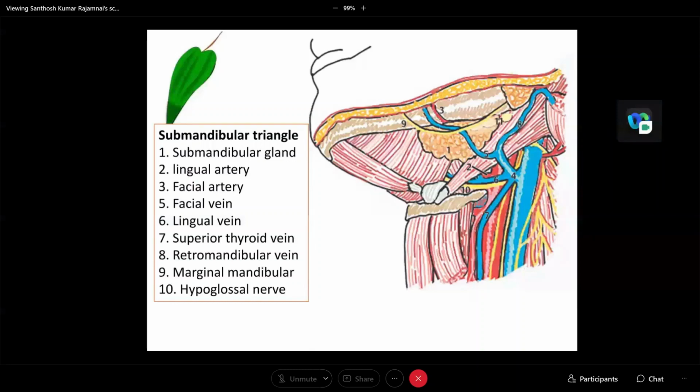it can be an aneurysm of the superior thyroid vein, an aneurysm of the retromandibular vein, a neuroma of the marginal mandibular nerve, and it can also be a neuroma or a schwannoma of the hypoglossal nerve. These are rarer differential diagnoses, but most probably it is a submandibular gland swelling, right? But it can be any of these structures, because all these structures are present in the submandibular triangle.